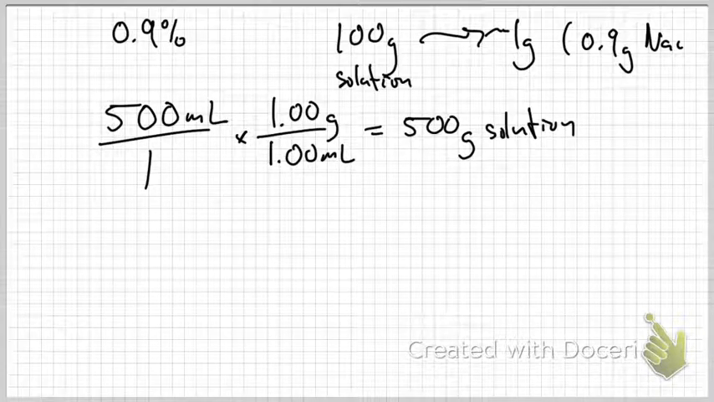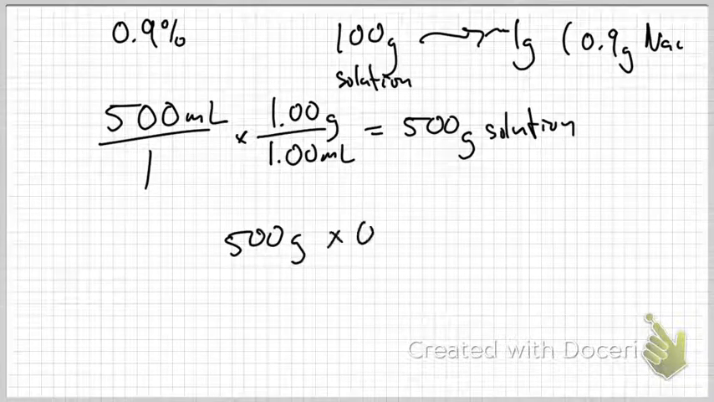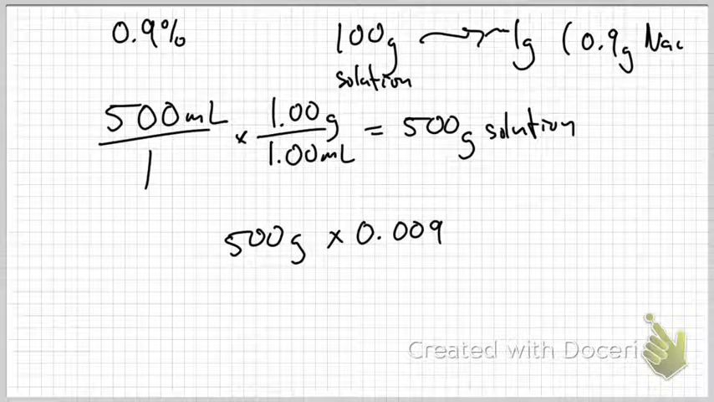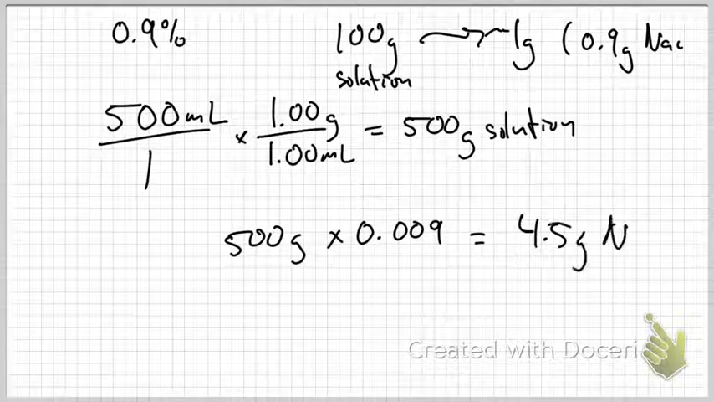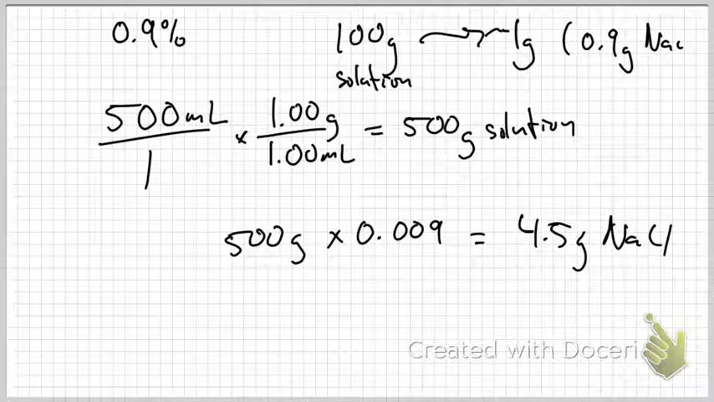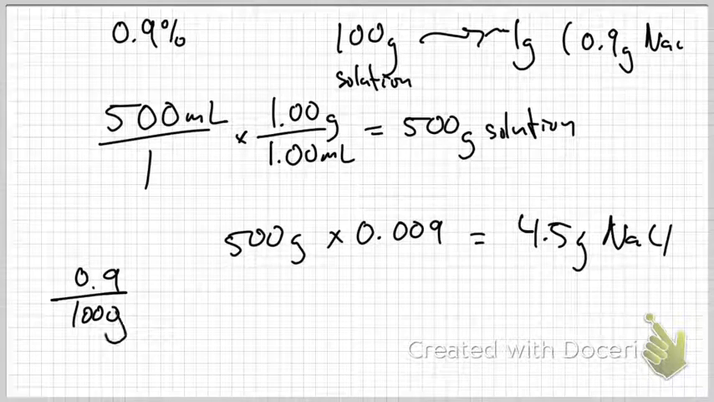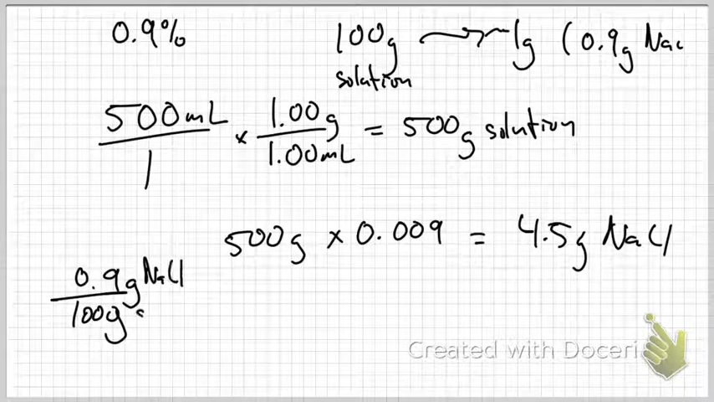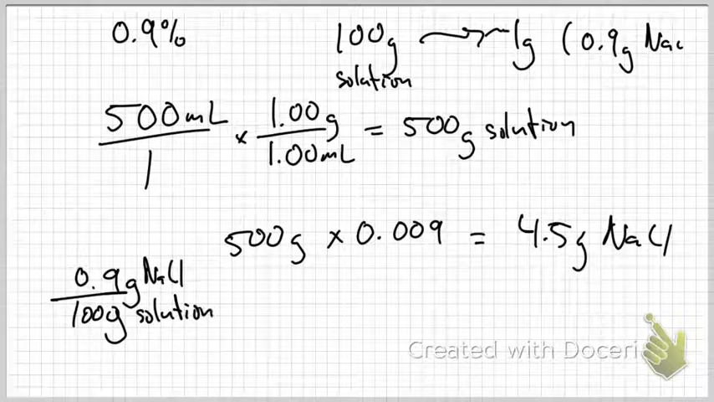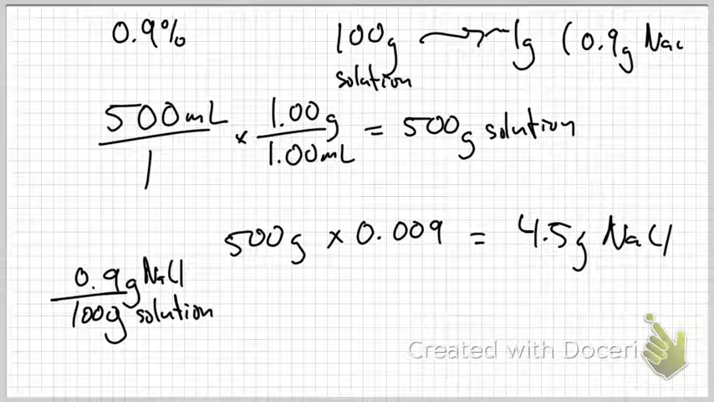All right? And so then you can use whatever equation you want. I don't care. I would probably do 500 grams times 0.009. I don't know what equation that is. I would just use logic to figure it out. The other way you can do it is a percentage is parts out of 100. So 0.9 parts out of 100. This is the conversion factor that a lot of you were trying to figure out. 0.9 grams percent mass, out of 100 grams of solution. That's the conversion factor you can use.